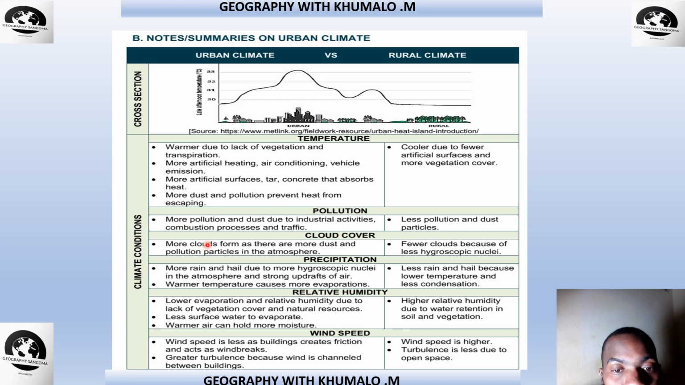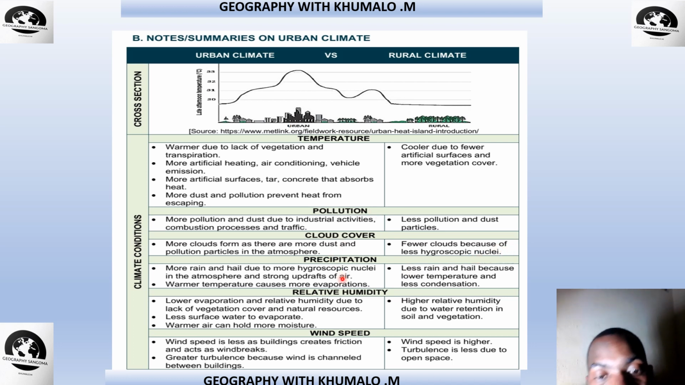Then there's combustion processes and traffic that lead to pollution. And then in the rural area, there is less pollution and dust particles. So we look at cloud cover. There is more cloud cover formed as there is more dust and pollution particles in the atmosphere of the urban climate, while in the rural there are fewer clouds because of fewer hygroscopic nuclei.